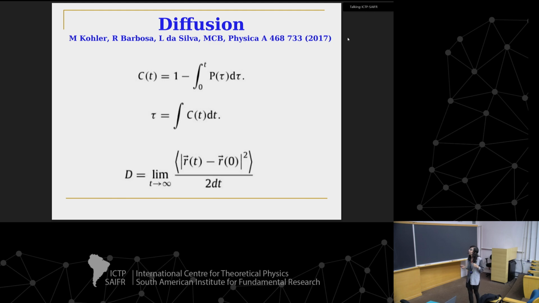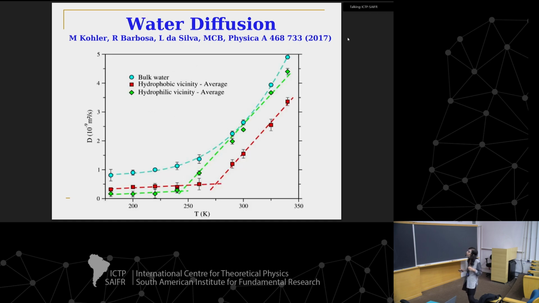Then we decide to calculate two important things here: the diffusion coefficient, from the time correlation function. This is a time and this is a diffusion value. And we are calculating here the diffusion in the three cases: the bulk water diffusion, in the hydrophobic vicinity doing an average of all the sites, and the hydrophilic vicinity, also doing an average with all the sites.